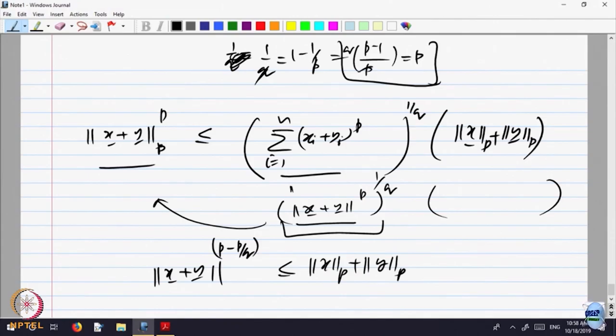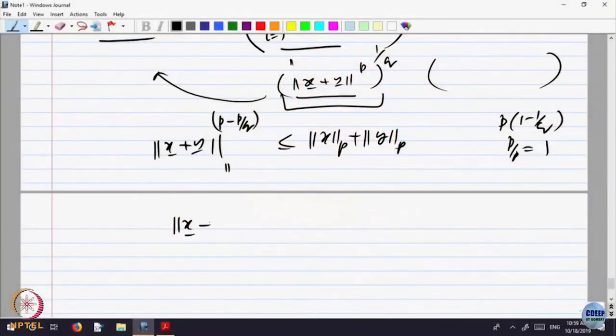So, shift to the other side. And what is this quantity on the left hand side now? What is p minus p by q? 1 over p plus 1 over q is equal to 1. So, that is the quantity p into 1 minus 1 over q, if you like. So, that is 1 over p, p by p, that is equal to 1. So, this quantity is just 1. So, you get the required thing that this is less than or equal to the sum of the norms.